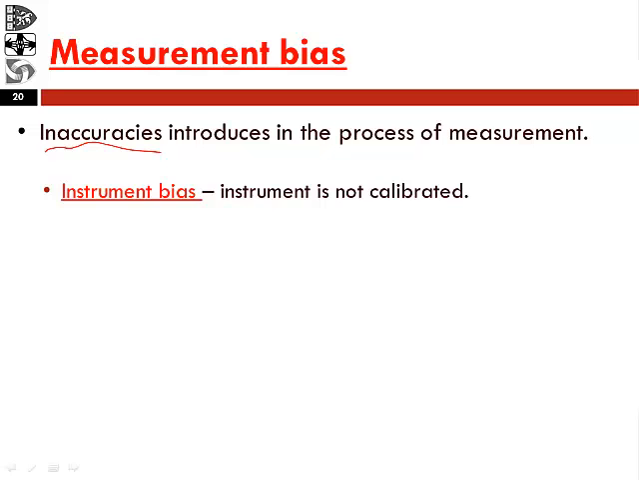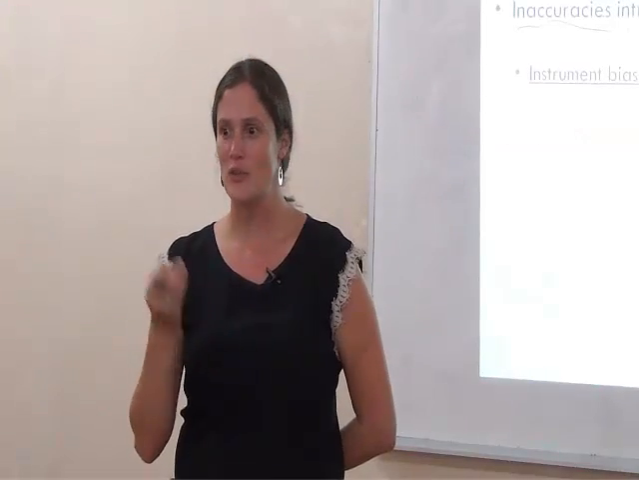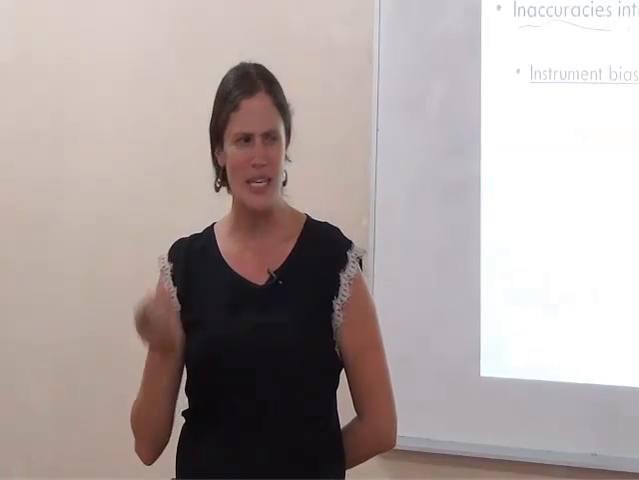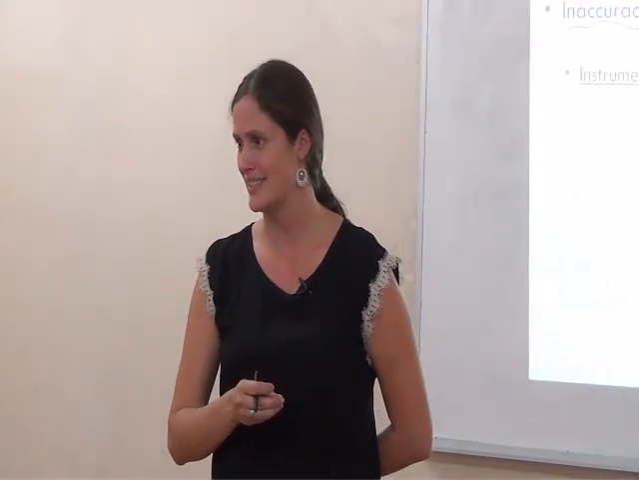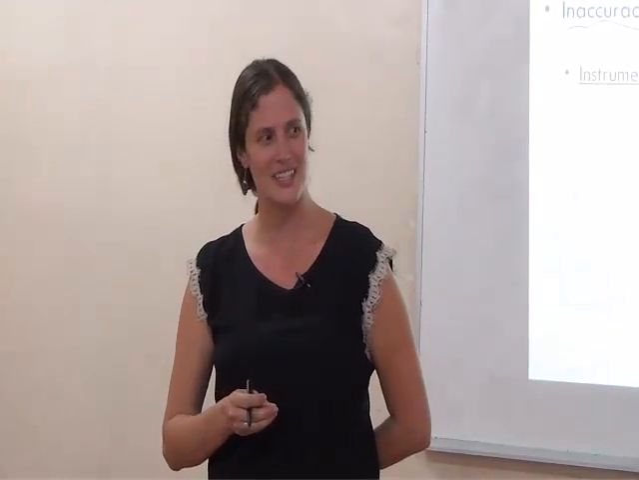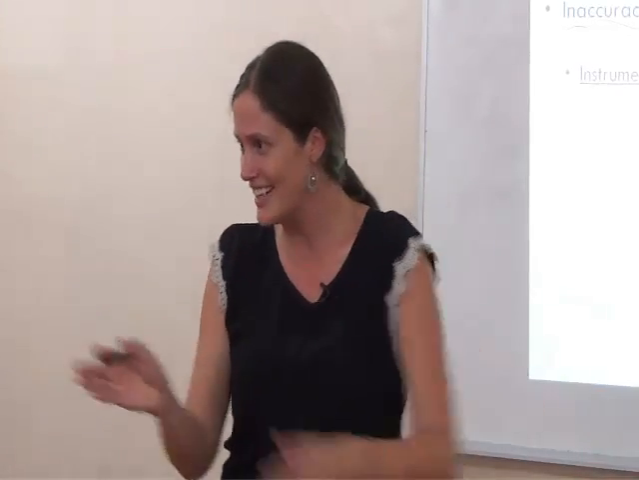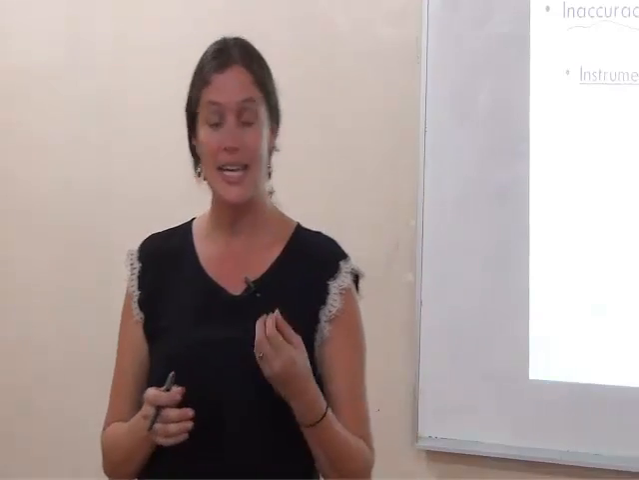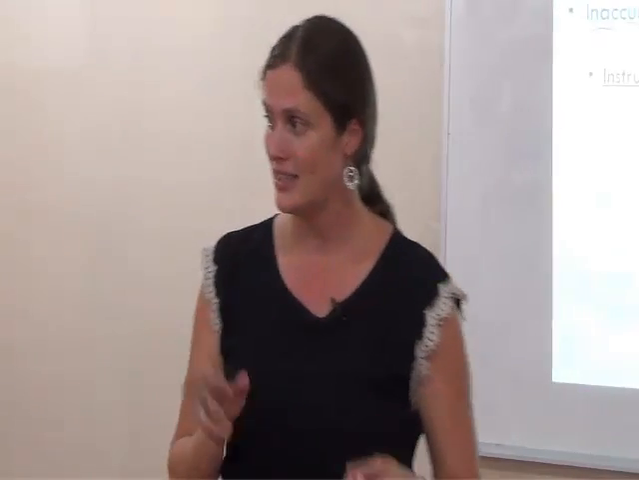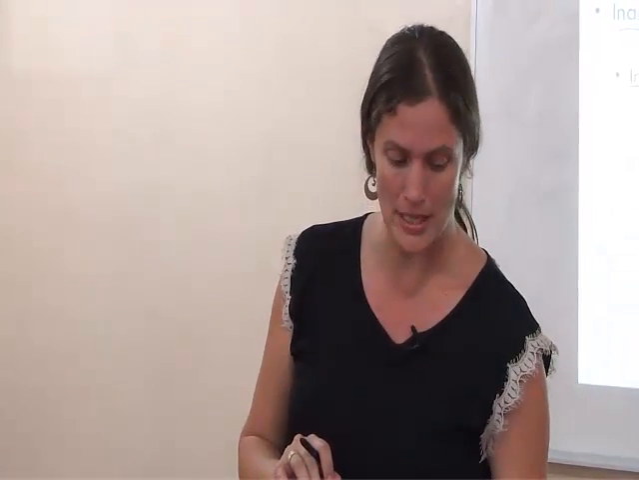Instrument bias. The instrument was not calibrated. So I'm taking measures of weight on children, and I keep getting a child who is 5 years old and weighs 6 kilograms. And I go, something doesn't look right. And then I go and look at the scale, and I see they did not calibrate. They did not set it to 0. Okay? That is an instrument bias. There's some problem with the way the instrument is measuring.